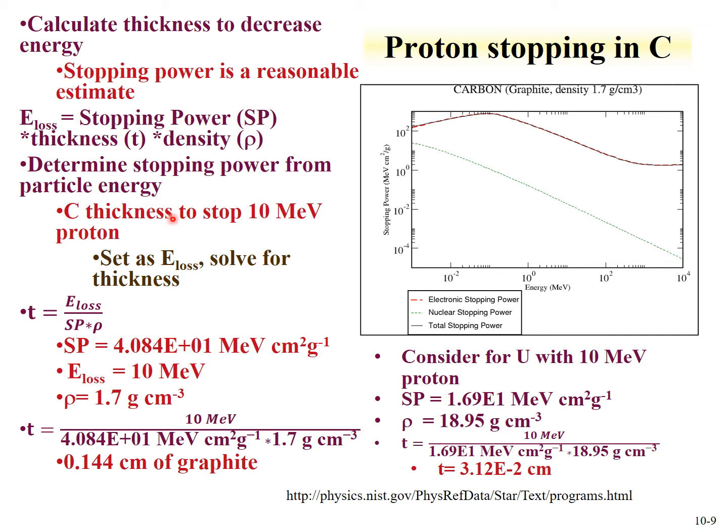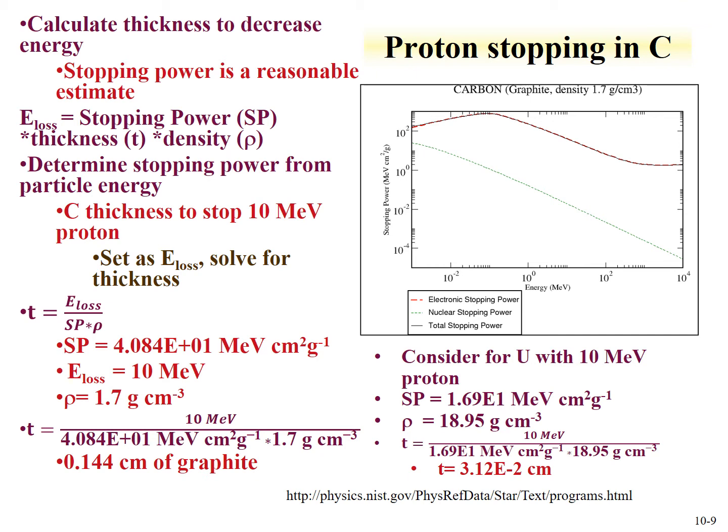So what's the carbon thickness to stop a 10 MeV proton? Let's set the energy loss and solve for the thickness. So we can get data, as shown here. There's a figure that shows the stopping power as a function of energy of a proton in graphite. The graphite density is shown here. There's electronic, nuclear, and total stopping power. We'll just be interested in the total stopping power. This web page is from the NIST site. You can look at stopping power of protons in all sorts of materials. You can have the same thing with alpha particles and electrons in all sorts of materials.